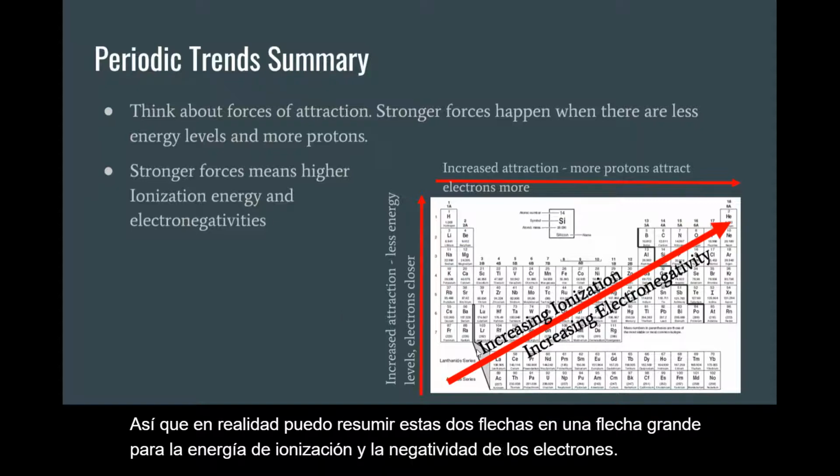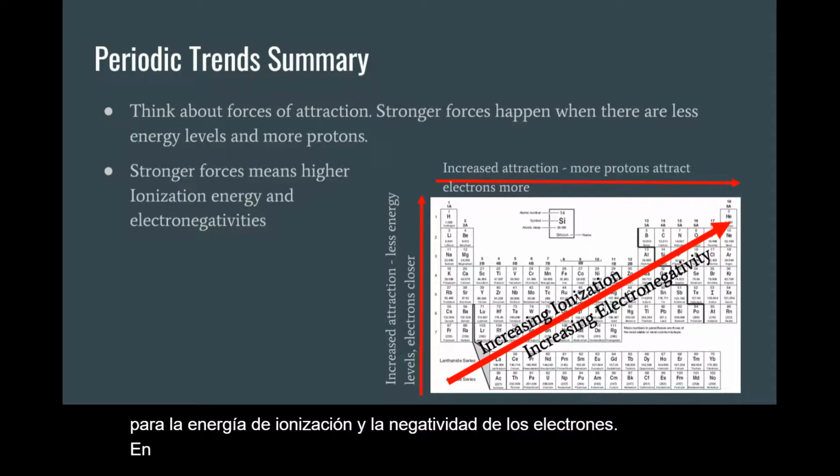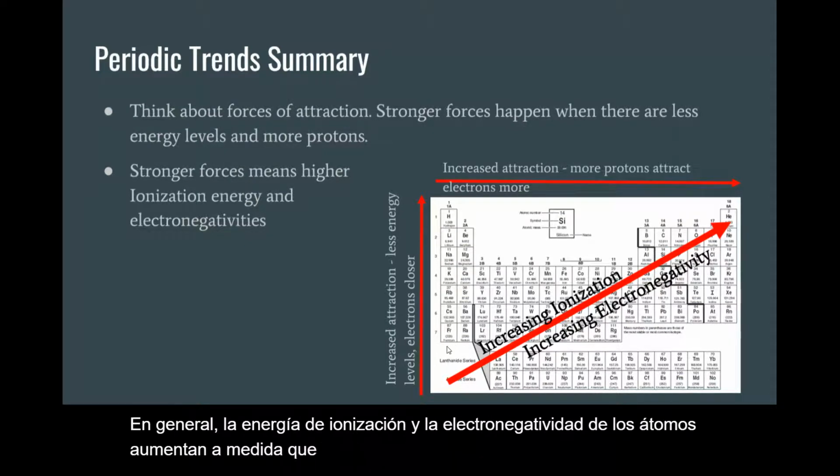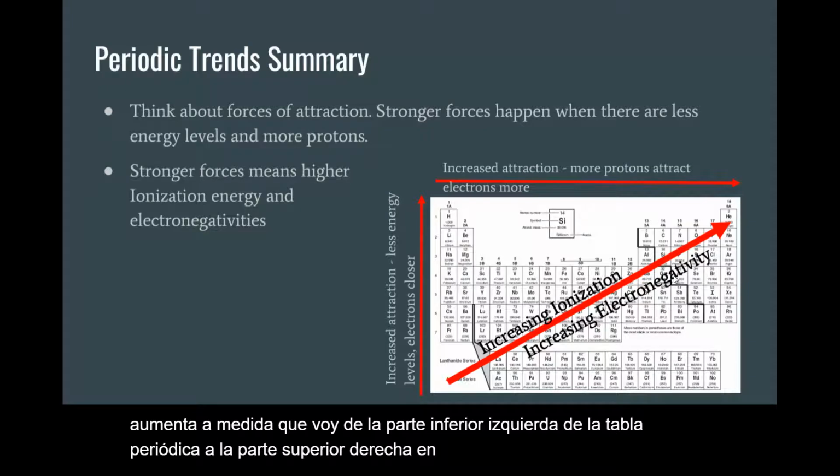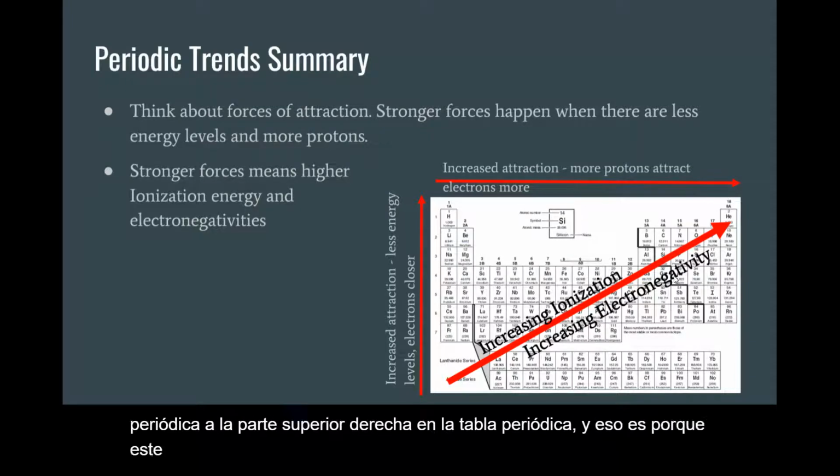In general, the ionization energy and the electronegativity of atoms increases as I go from the bottom left of the periodic table to the top right on the periodic table. And that's because this is the direction of increasing forces of attraction between the electrons and the nucleus.